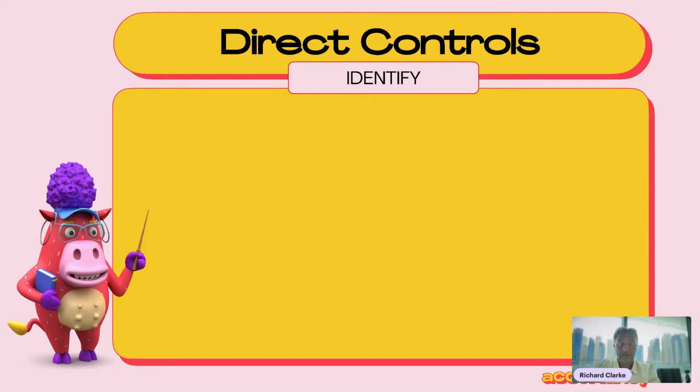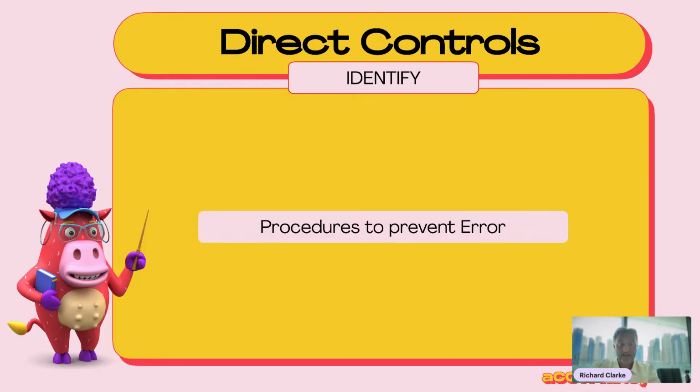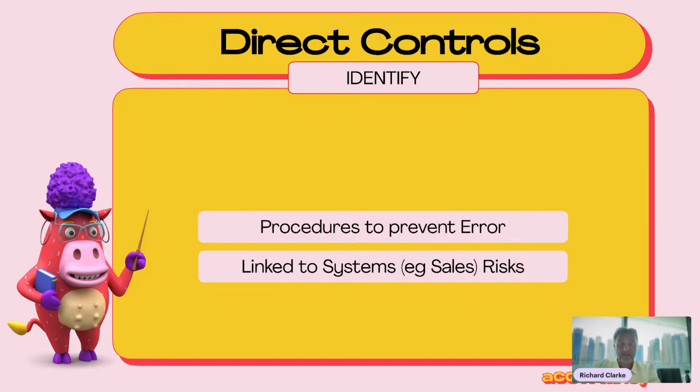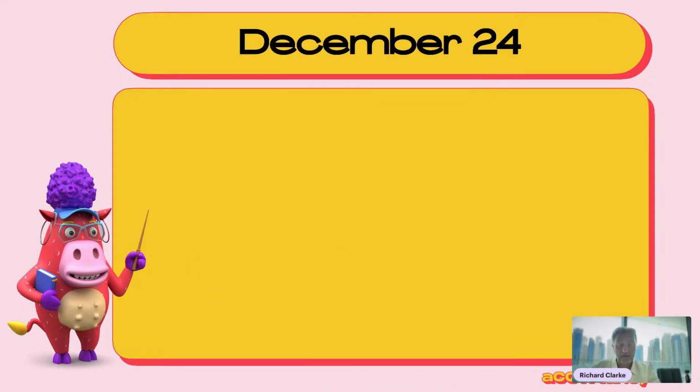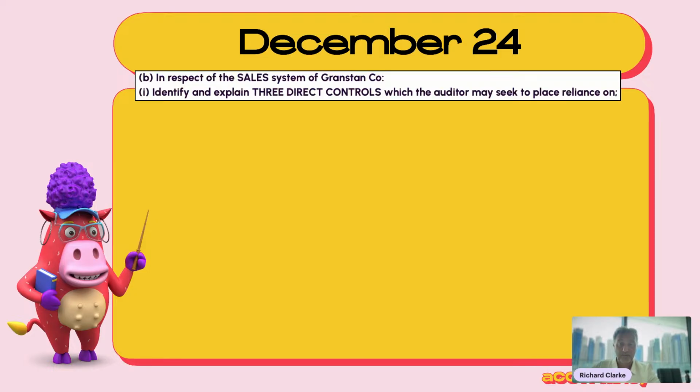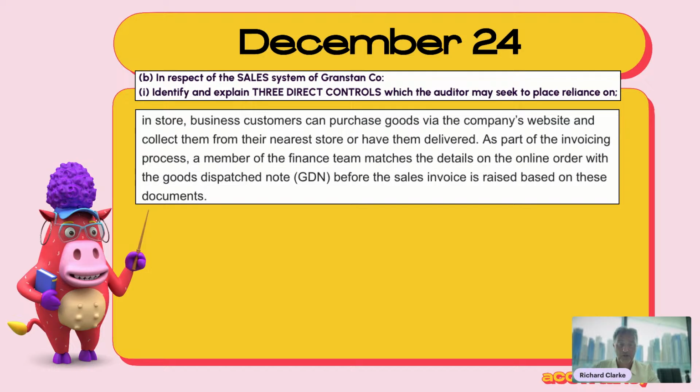So very quickly then, identification, basically copy out the scenario, their procedures to prevent an error, they're linked to a system, and all you've got to do is make sure that you only get half a mark for it yet, and make sure that it's clearly defined and complete. Not really much to say about that. So let's get on with the next part of the question.